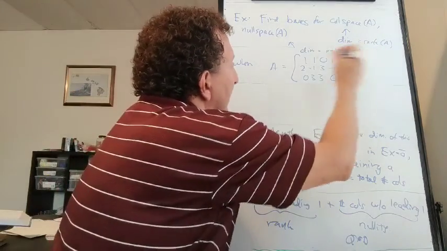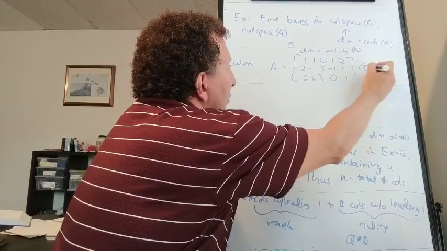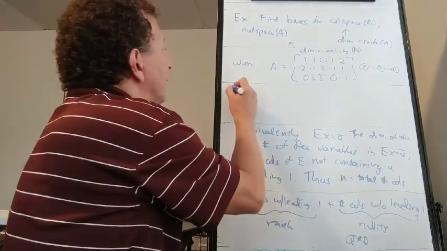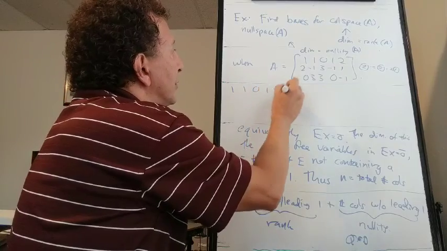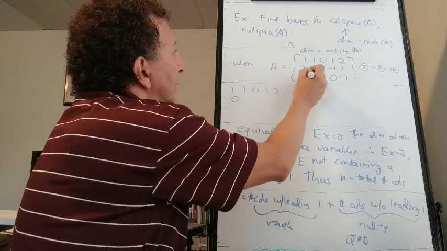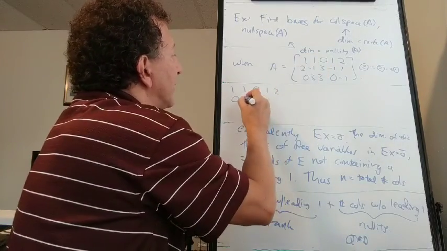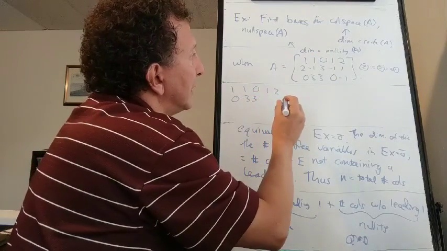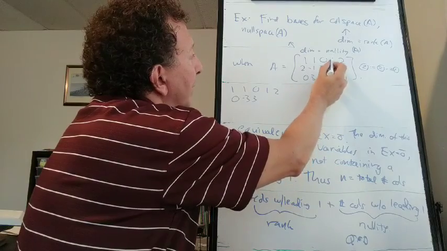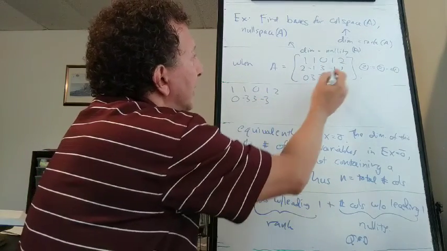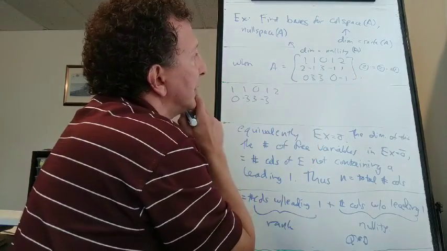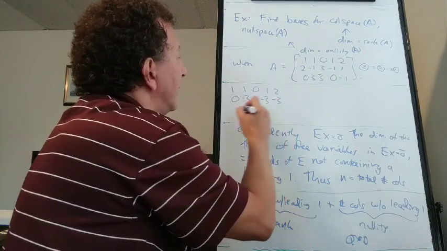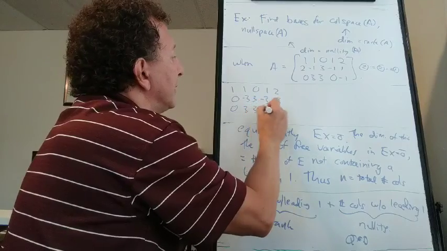So let's do row 2 becomes row 2 minus 2 times row 1. Then we've got 1, 1, 0, 1, 2. 2 minus 2 is 0. Negative 1 minus 2 is negative 3. 3 minus 0 is 3. Negative 1 minus 2 is negative 3. 1 minus 4 is again negative 3. And then we've got 0, 3, 3, 0, negative 1.